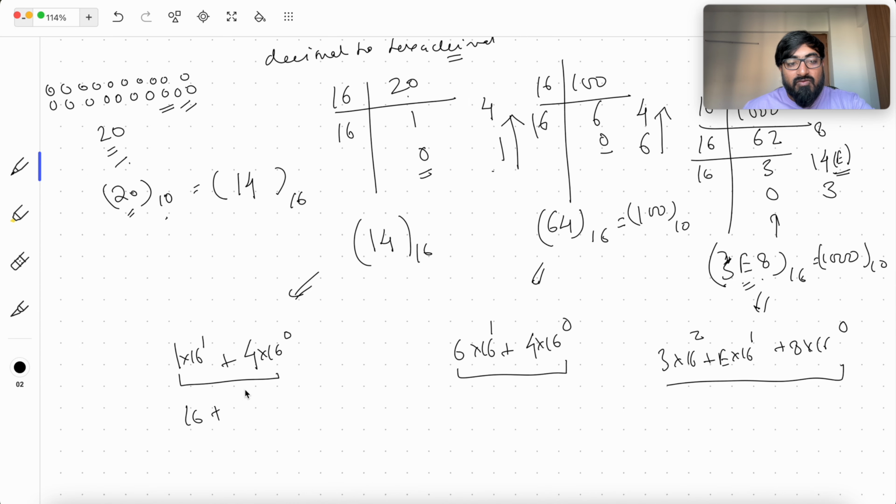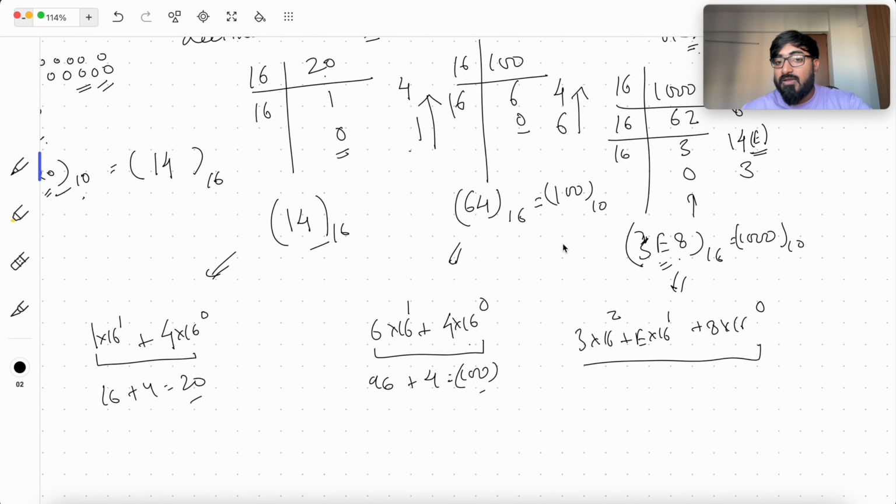So this is 1 into 16 plus 4 into 16 to the power 0, which is 1, so 4. That is 20. So 14 in base 16 is 20 in base 10. This is 6 into 16, which is 96, plus 4 into 16 to the power 0, which is 1, so plus 4, is 100. So 100 in base 10 is 64 in base 16.